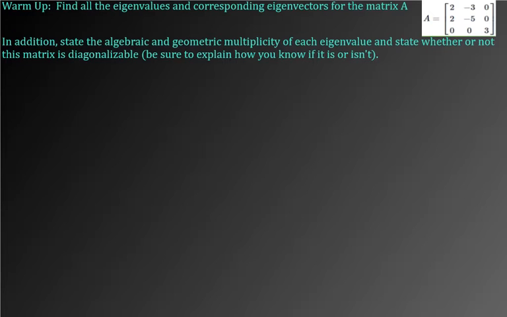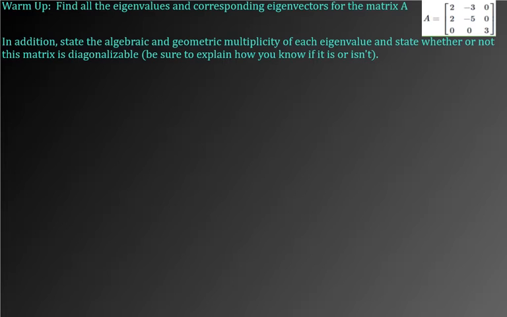So this first problem just says find all the eigenvalues and corresponding eigenvectors for the matrix. In addition, state the algebraic and geometric multiplicities of each eigenvalue and state whether or not the matrix is diagonalizable. And so this is lots of different stuff in here, but all really important stuff for our course. So you definitely want to make sure that you know how to answer a question like this. Super important thing in prep for a final exam for linear algebra.